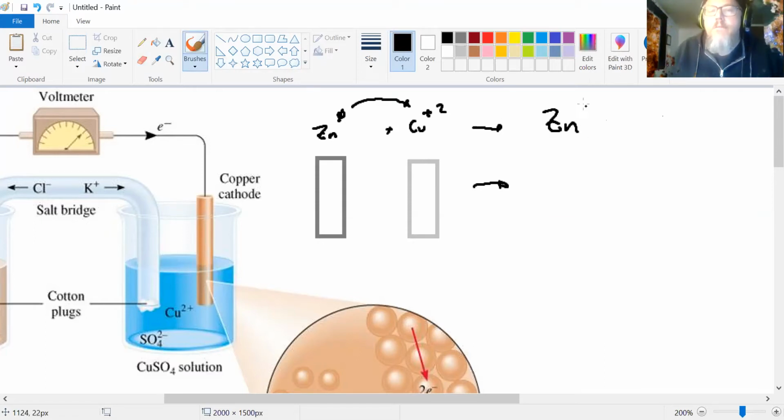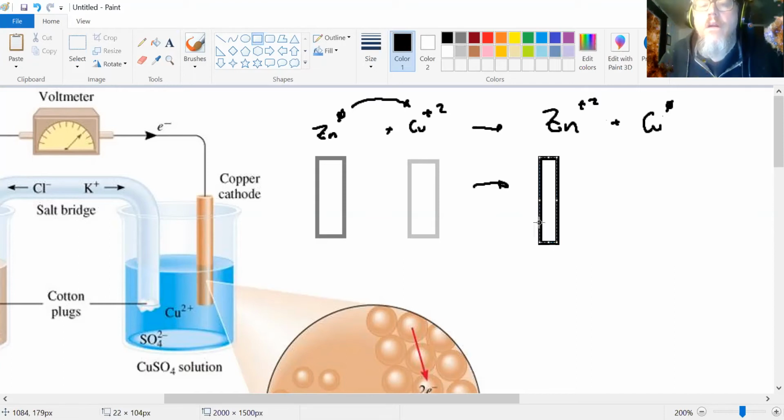Zinc, right? And it's going to be plus 2. And we'll have copper being 0, okay? Following what we have going on here. So the zinc color, what color is that? Is that the blue one? I guess. It's this one. I didn't want that. Let's go this color, right?